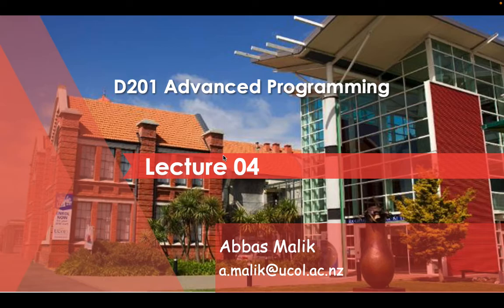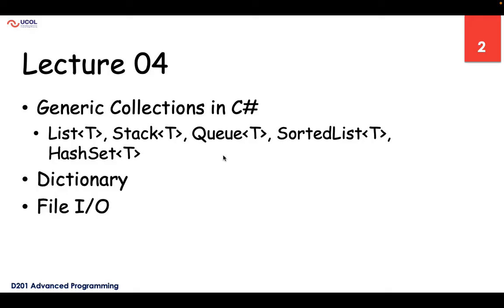In the last lecture we discussed collections in C Sharp, and we also discussed what is meant by generic. Today we will be talking about generic collections in C Sharp which are already present in the C Sharp libraries, and we can just use them off the shelf. We will also talk about a dictionary, which is also a kind of generic collection, and then we talk about file input and output.